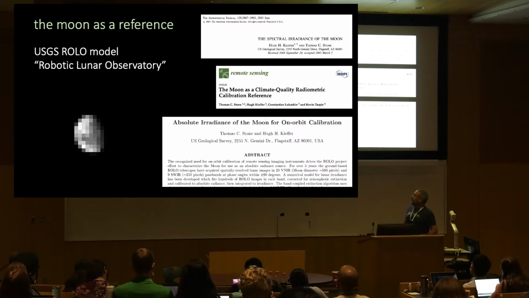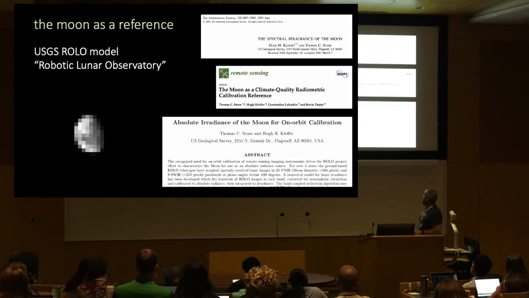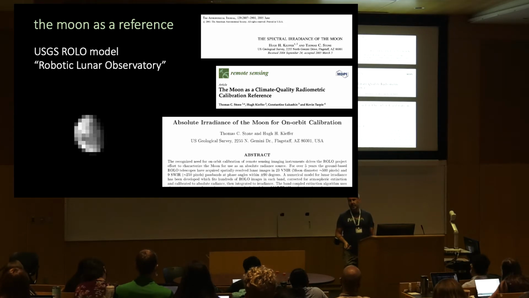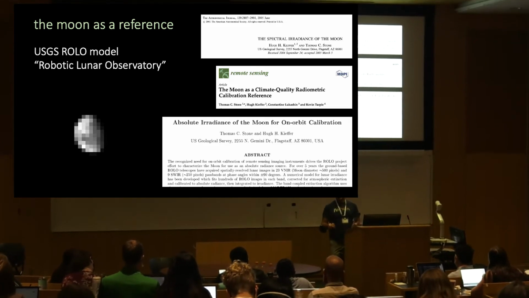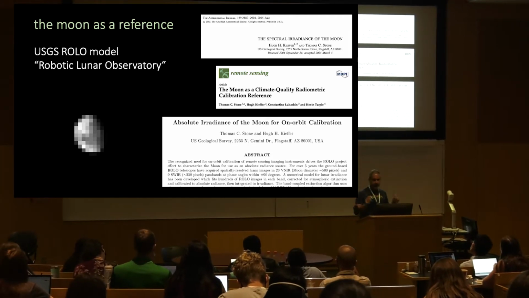All right, so how do you use the moon as a reference? The United States Geological Survey has their ROLO Observatory, the Robotic Lunar Observatory. And what that generally is that they have a physical observatory that has observed the moon. And here's just a series of papers with the names that are, the founders of all of this, Hugh Kieffer and Tom Stone. And what they did is they basically created a spectral model from all of these observations. And so there's a fairly accurate spectral model of the moon that we are using as our truth here.